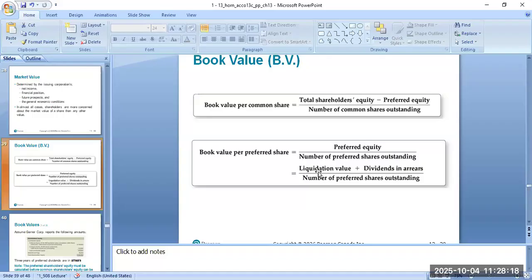Plus, do we owe any dividend in arrears on the cumulative preferred shares? We're going to get just two numbers. That's going to give us the preferred equity. Divided by the number of preferred shares outstanding, it's going to give us the value of the preferred shares. Make sense? So basically, keep in mind, the preferred equity is the liquidation value plus dividend in arrears. So that preferred equity should be substituted with the liquidation value plus dividend in arrears if you have to calculate.